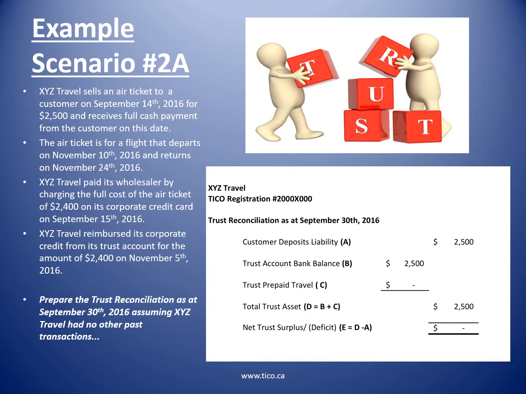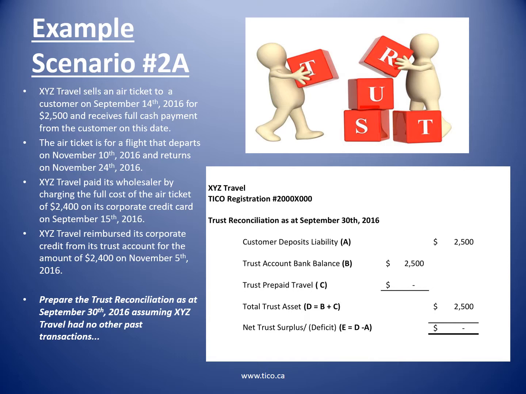So in this case, as at September 30th, 2016, we had received $2,500 of customer funds for future travel for which the related travel supplier had not yet been paid in full. It is important to note that even though we may have put the travel supplier's charge for $2,400 on the corporate credit card before September 30th, 2016, the travel supplier is only considered to be paid once this charge of $2,400 on the corporate credit card is fully reimbursed from the trust account. This does not happen until November 5th, 2016.